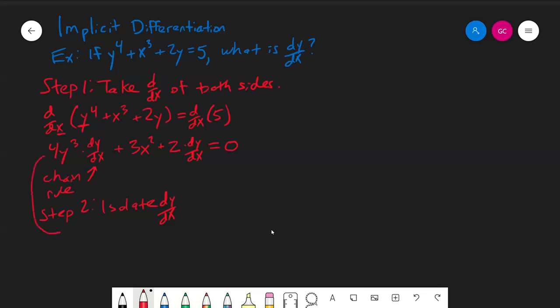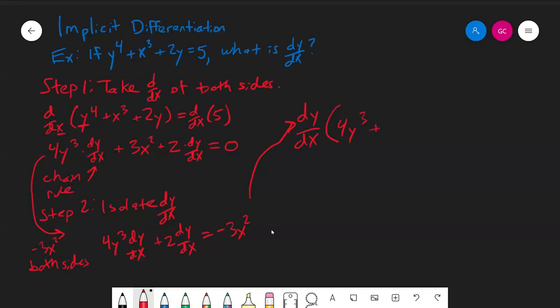So from here, if I subtract 3x squared on both sides, then you end up with the equation 4y cubed dy dx plus 2 dy dx is equal to negative 3x squared. And now, since all the terms on the left have a factor of dy dx, we can just factor that out, which leaves you with 4y cubed plus 2.